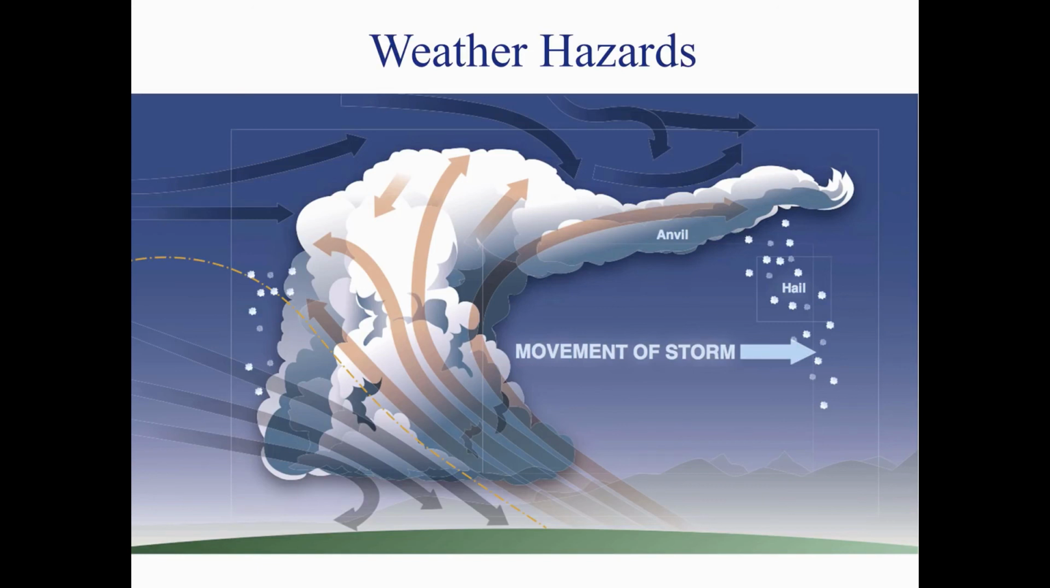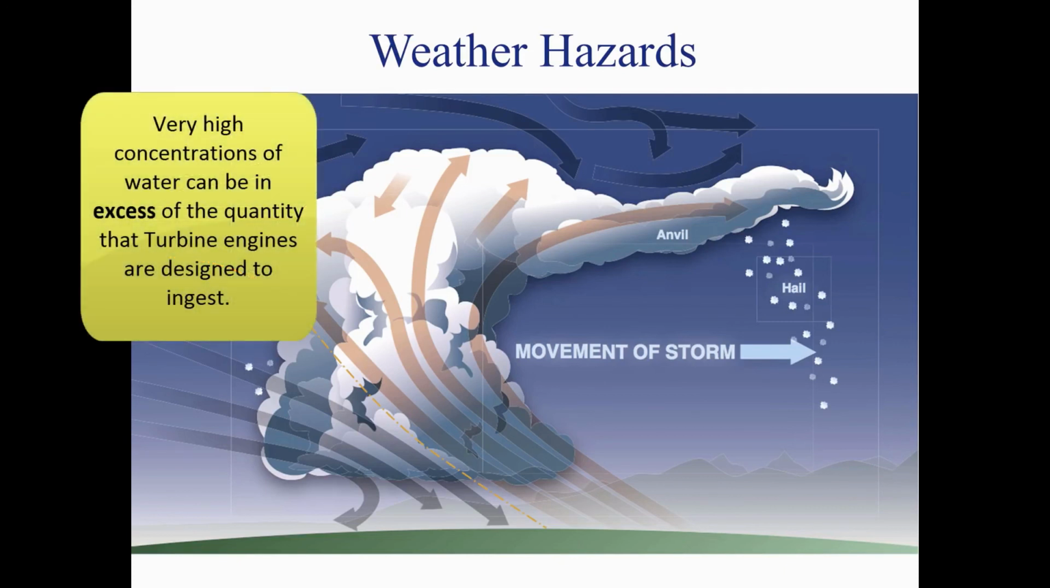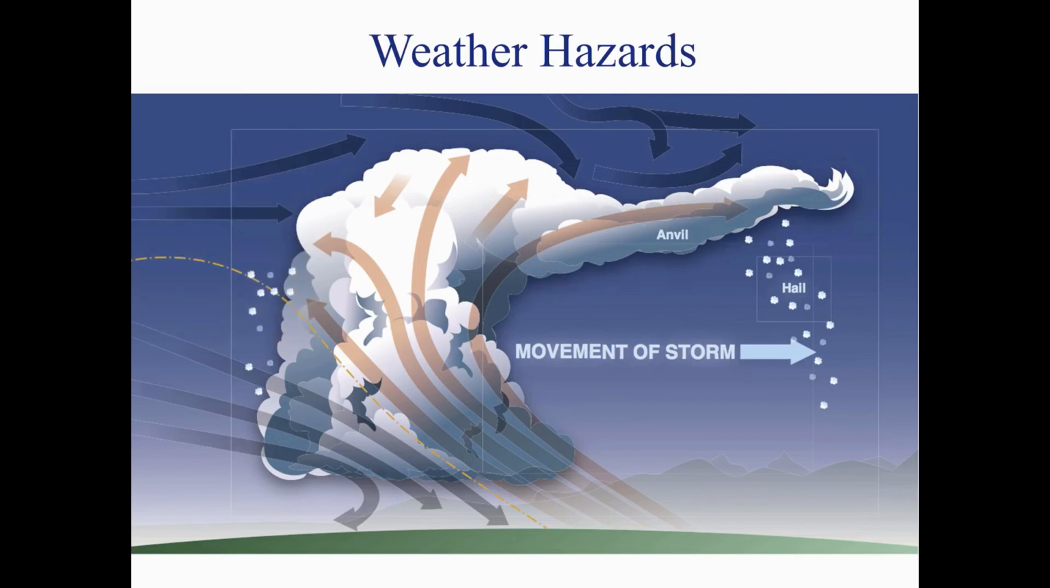Turbine engines have a limit on the amount of water they can ingest. Updrafts are present in many thunderstorms, particularly those in the developing stages. If the updraft velocity in the thunderstorm approaches or exceeds the terminal velocity of the falling raindrops, very high concentrations of water may occur. It is possible that these concentrations can be in excess of the quantity of water turbine engines are designed to ingest. Therefore, severe thunderstorms may contain areas of high water concentration which could result in flameout and/or structural failure of one or more engines.